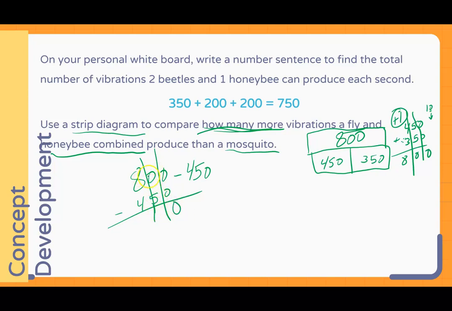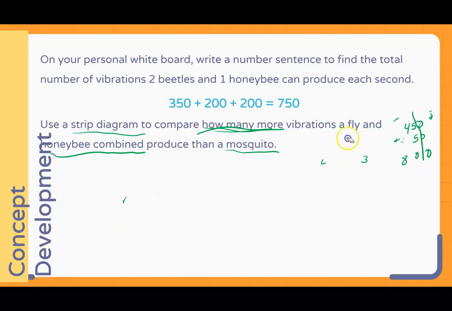I can't do this, so I have to regroup. So I go next door, that turns into a 7, that turns into a 10. I can count up 5, 6, 7, 8, 9, 10. 1, 2, 3, 4, 5. 7 minus 4, count up again. 4, 5, 6, 7. 1, 2, 3. 350. Now let's see if we did it correctly.